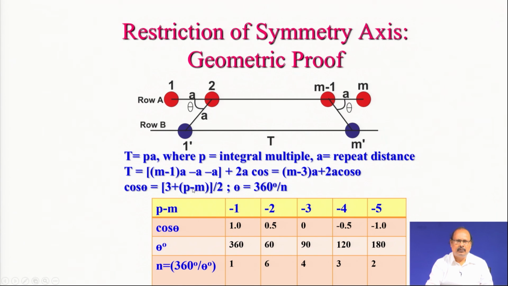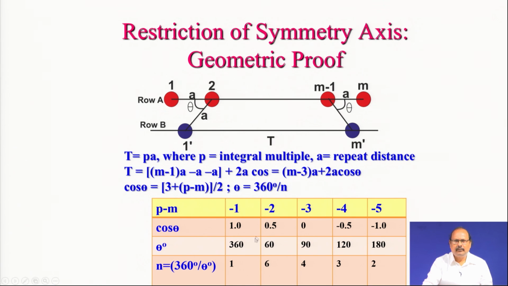And you now know that both p and m are integers, so they will not have values which are fractions. We will see that unique solutions are there for p minus m values of minus 1 to minus 5. Let us see what happens if you have a value of minus 1. When p minus m is equal to minus 1, this becomes cos theta equal to 3 minus 1 divided by 2, so 2 by 2, that is 1. Cos theta equal to 1 means cos 0 is equal to 1, so essentially cos 360 minus 0. So theta is equal to 360.